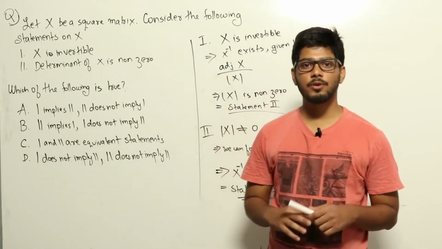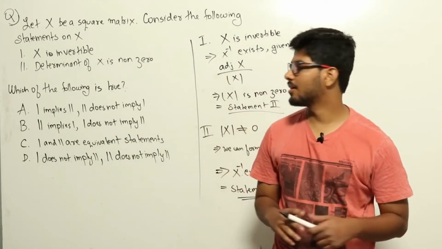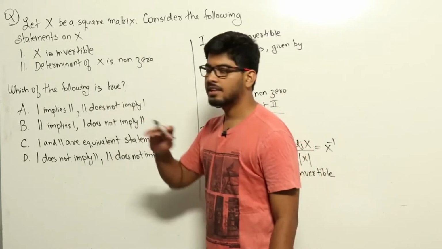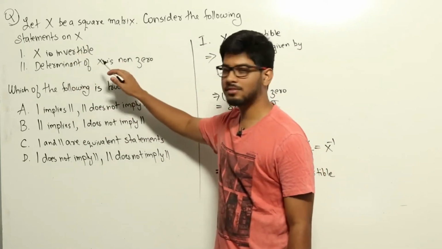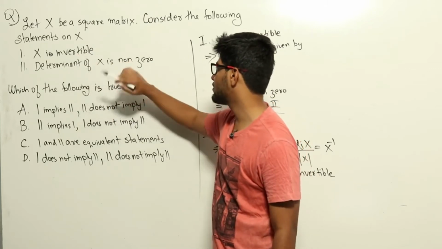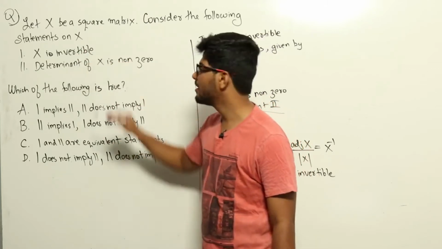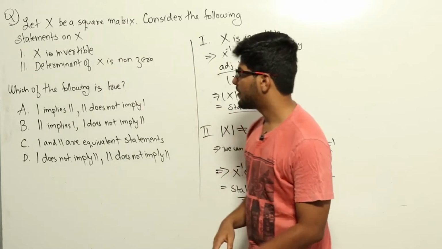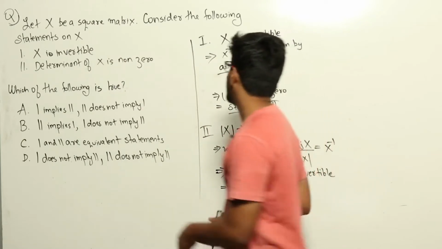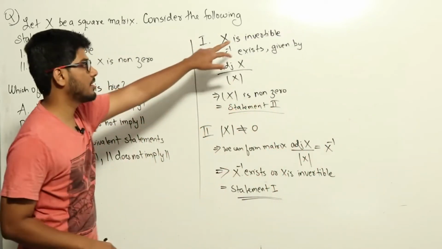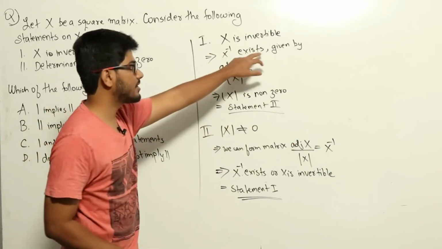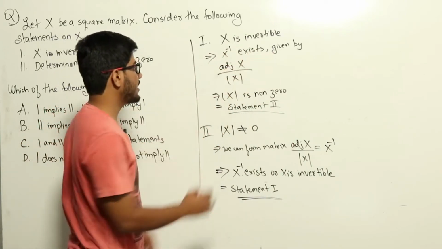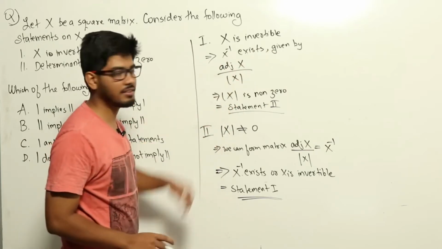Now this is a very straightforward question coming from linear algebra. When you learn linear algebra, you will see that if X is invertible, the determinant of X will be non-zero, and if the determinant of X is non-zero, X will always be invertible. These two are equivalent statements. I will give the proof of it as well. Let us take statement 1, X is invertible, which will imply that X inverse exists, and X inverse can be given by adjoint of X by determinant of X. That is the formula for X inverse.